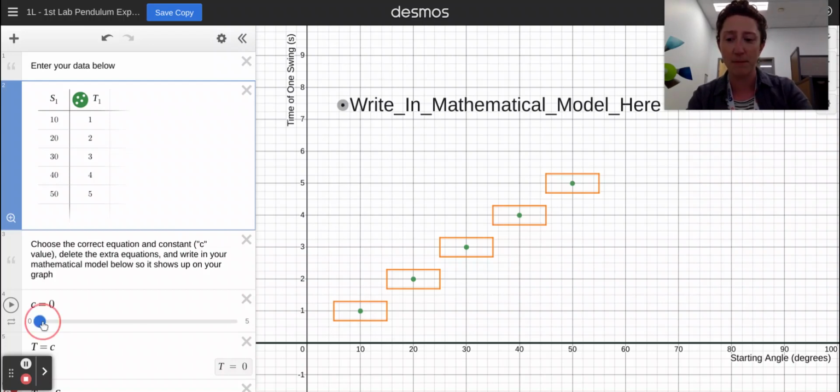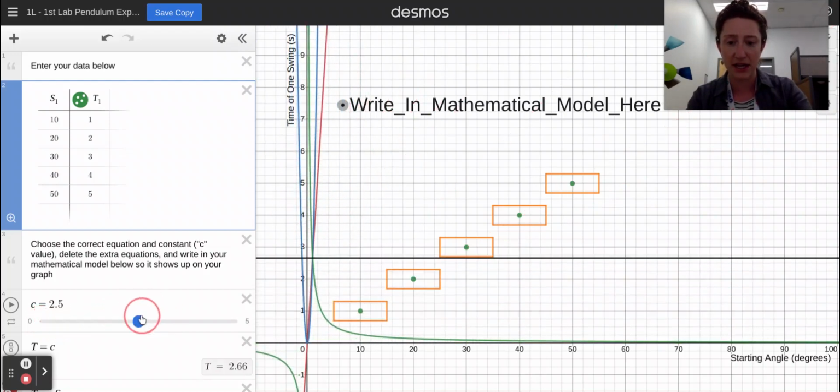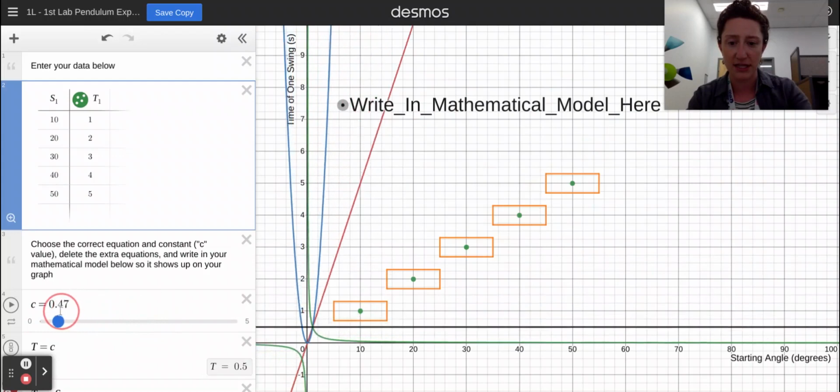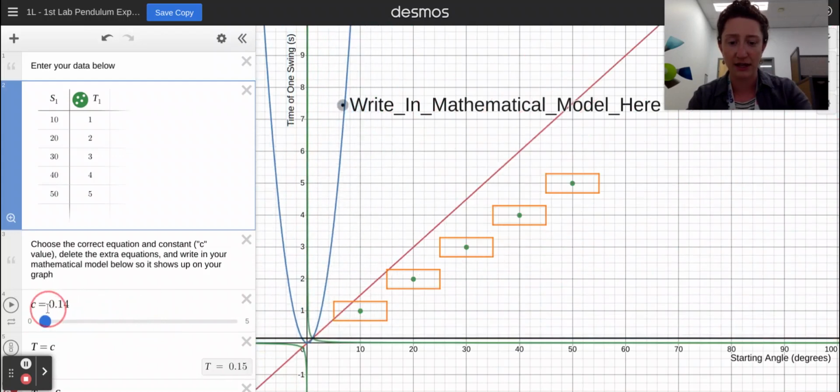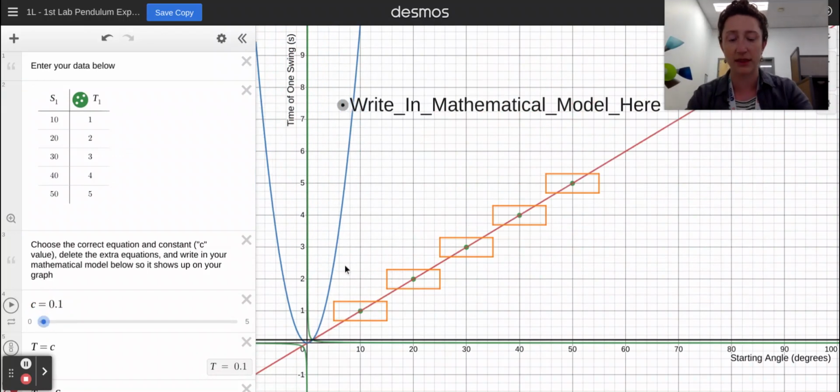But I'm going to go ahead and move this bar so I can find one of these that goes through the data. And I see, as I am doing this, that red line is going through pretty well. Okay, there we go. That red line goes through beautifully, and these other ones do not reflect the data. Okay, so step one was to put our data into Desmos. Step two was to move this little bar and find the line that went through our data.